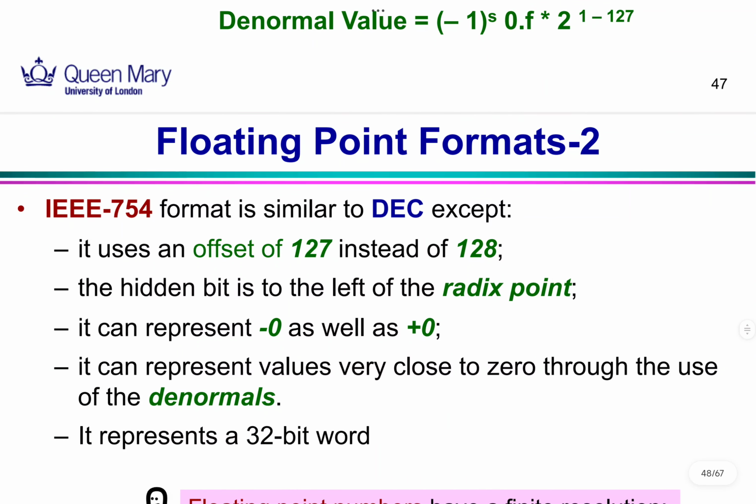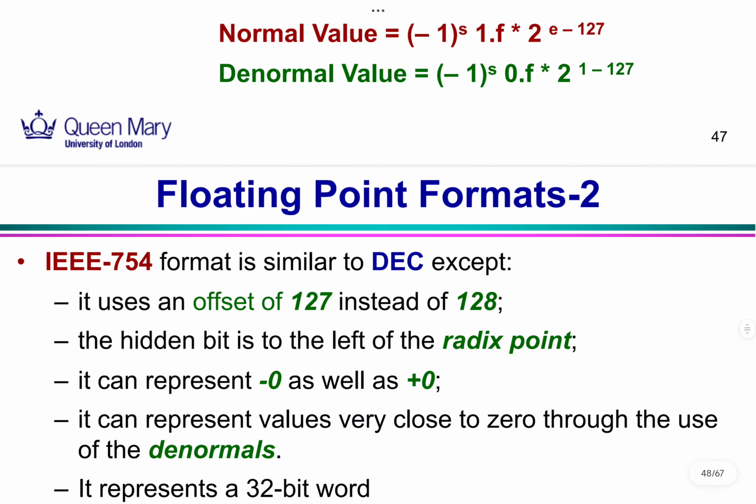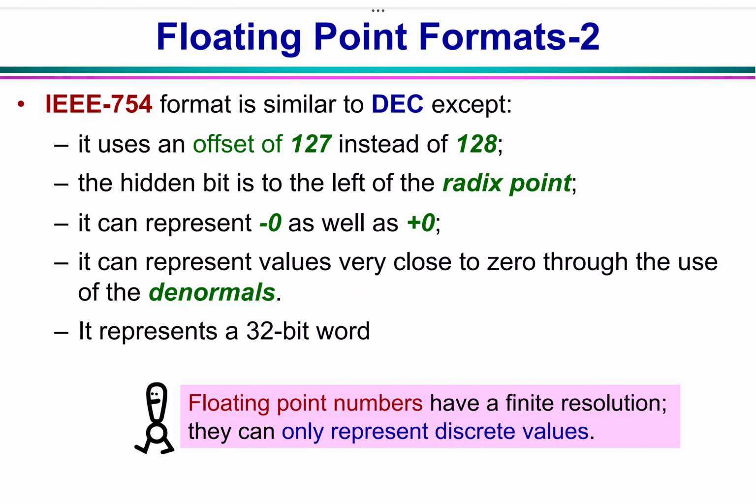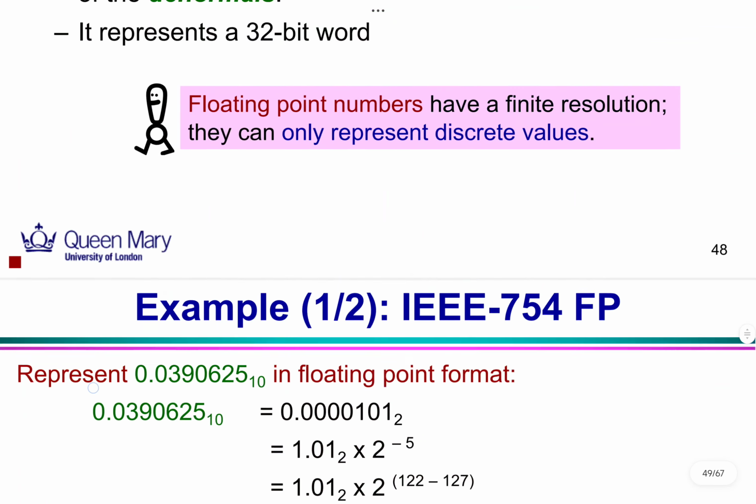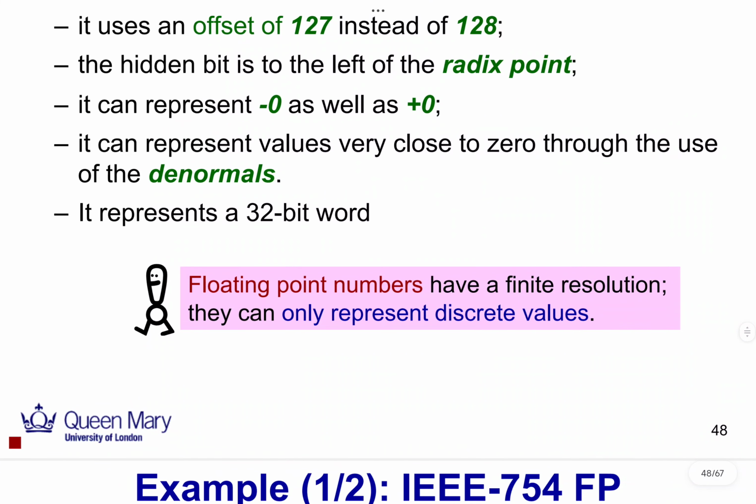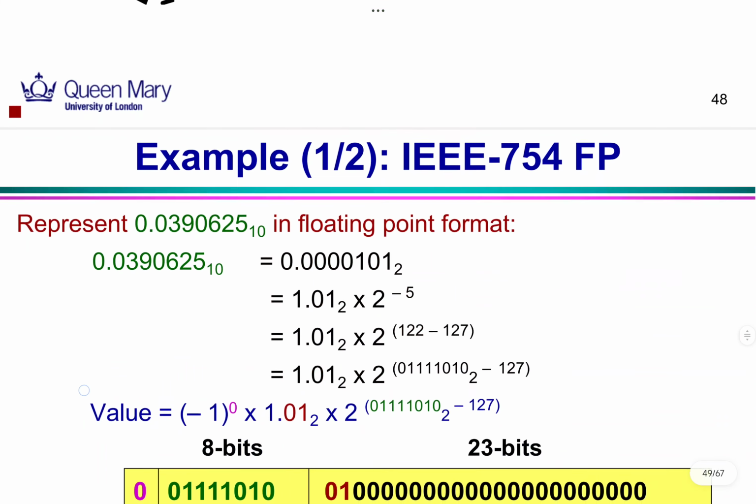The format is similar to the denormalized one. The highest levels can represent values very close to 0 through the use of denormals. Floating point numbers have a finite resolution, and I'm not very familiar with this.